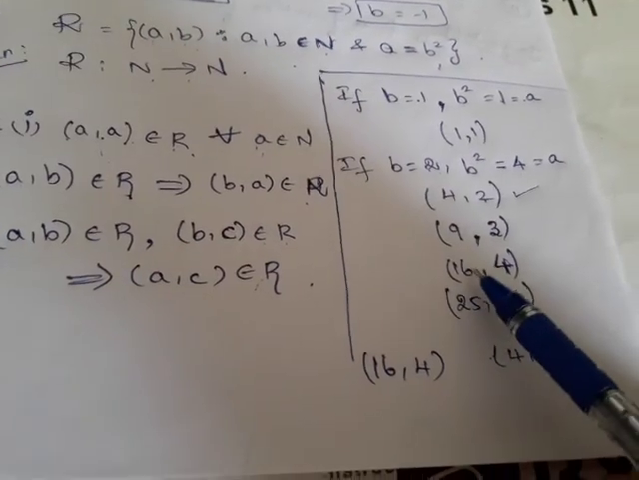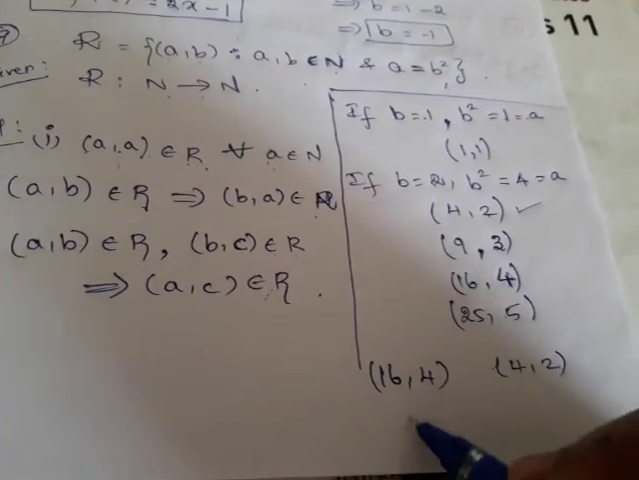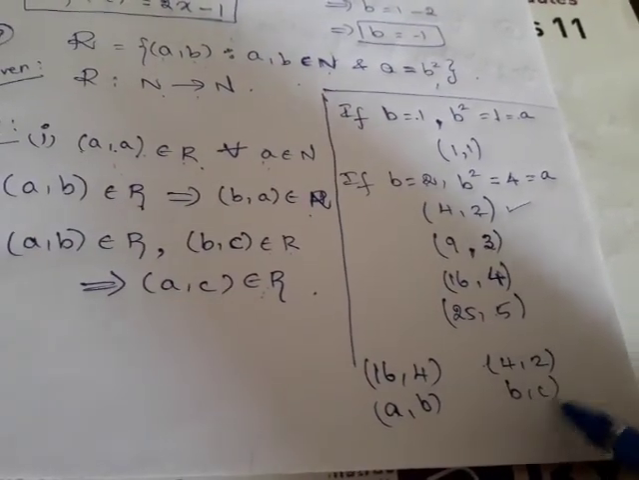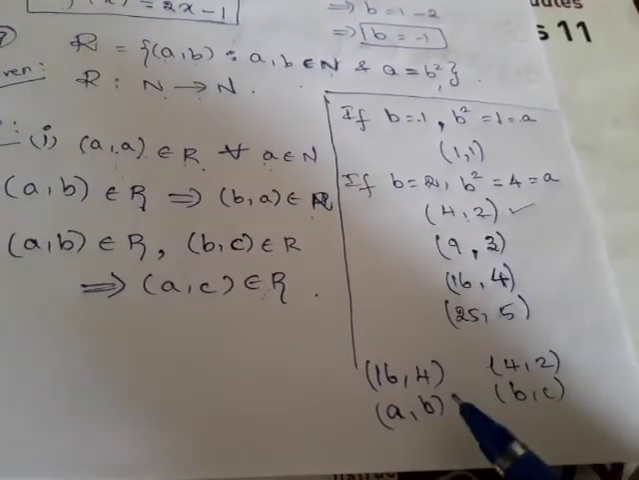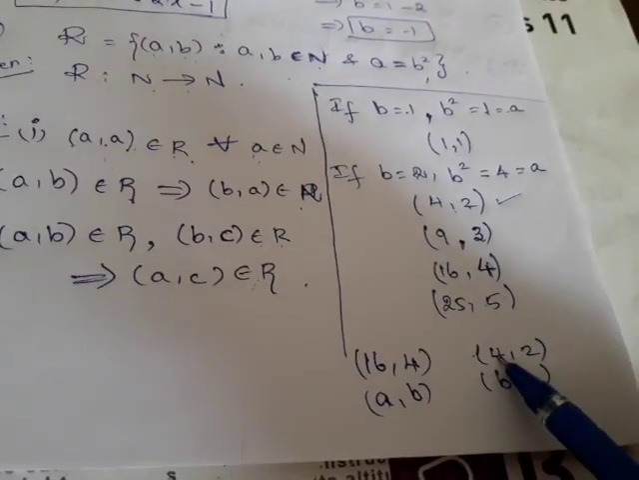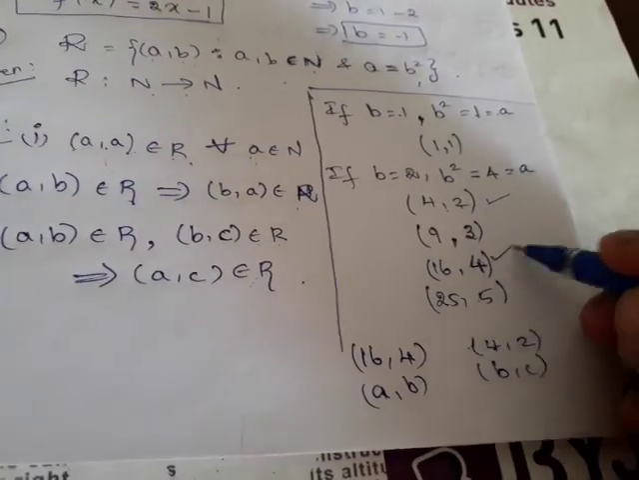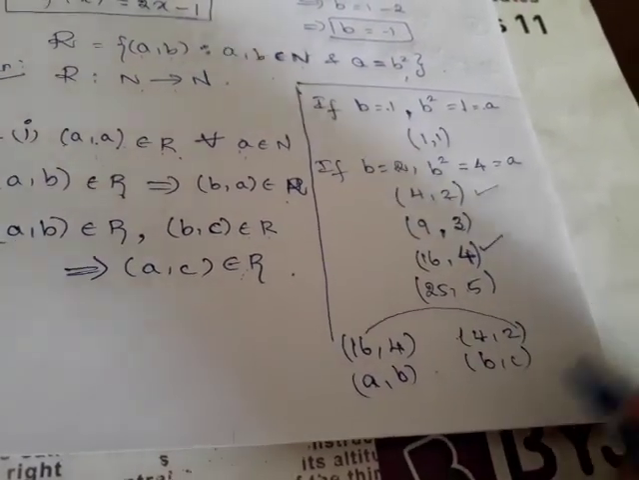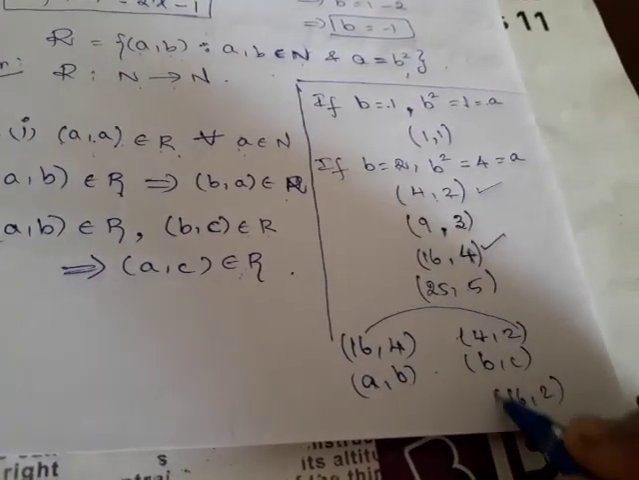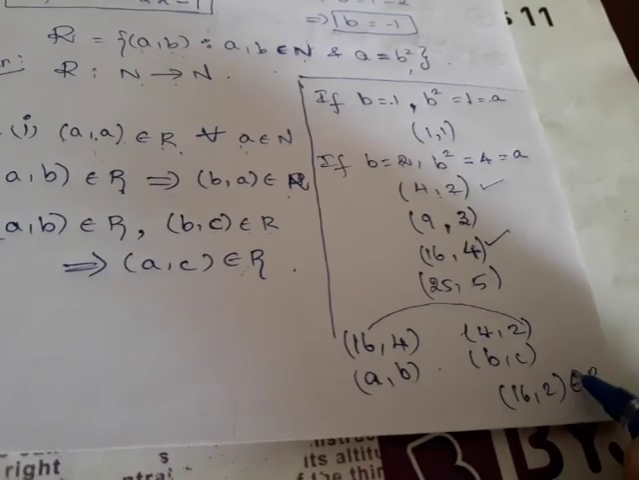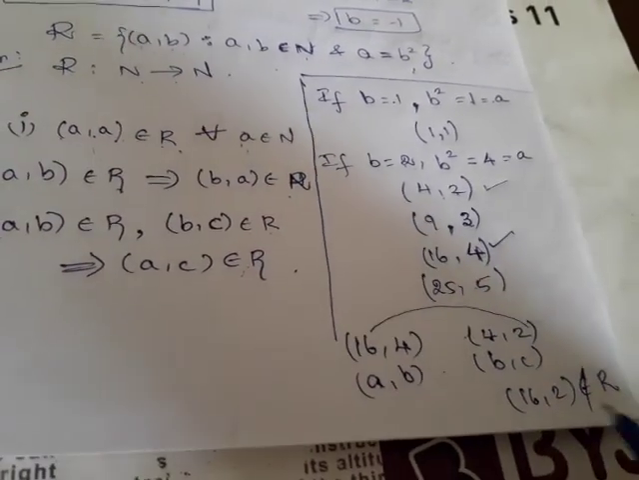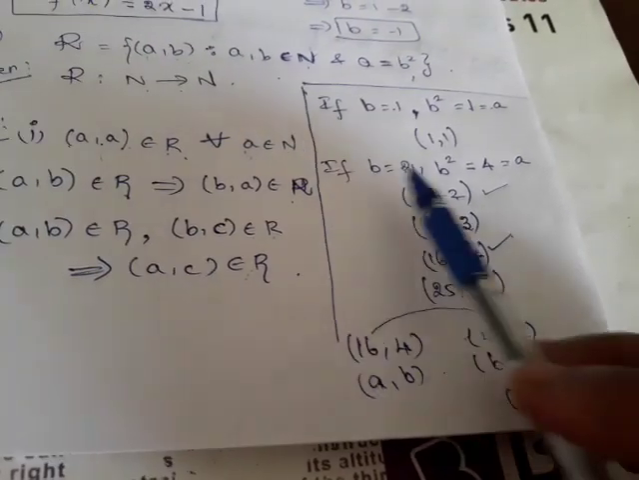See, if I take (16, 4) as my (A, B) and (4, 2) as my (B, C), this B is the first element, right? I have taken two ordered pairs. Will it imply that (A, C) = (16, 2) belongs to the relation? No. This is not possible, because of how the relation is defined.